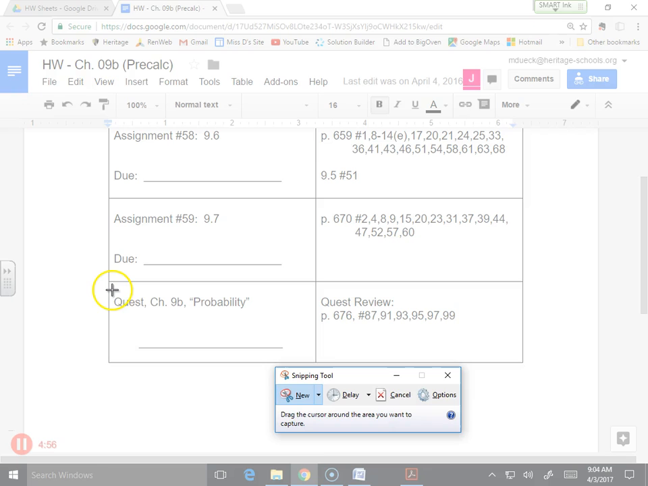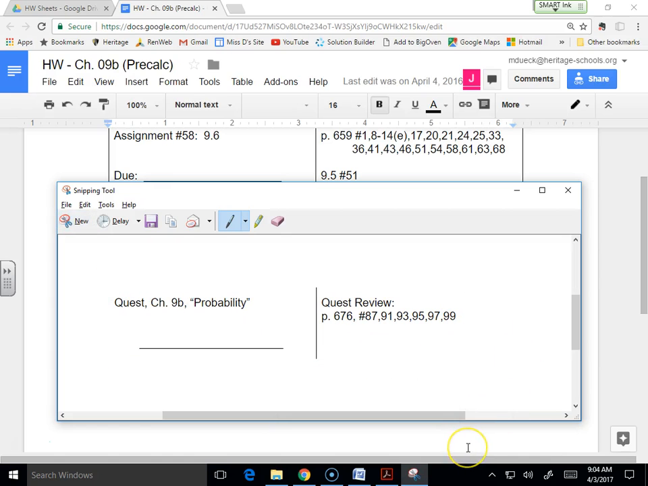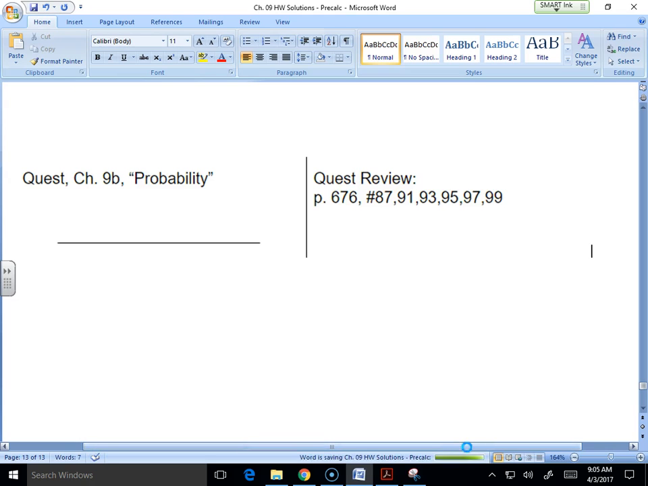It's called a quest technically. I think it's only worth like 25 points. Only? The last one was worth 75 points, the 9-1 to 9-3. 9-5. There's only 6 problems, because probability ones take a little while. Let me give you a second to write those down.